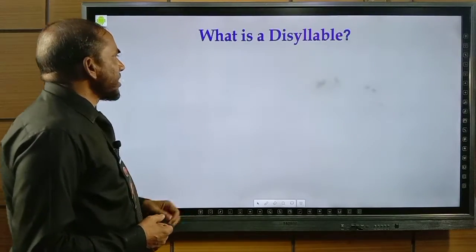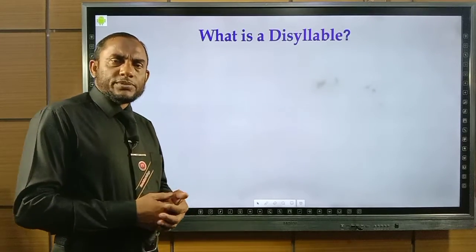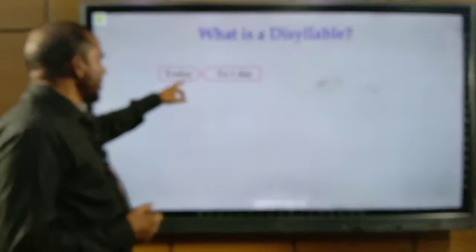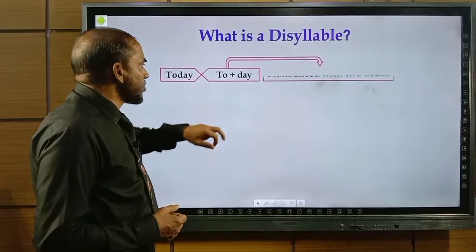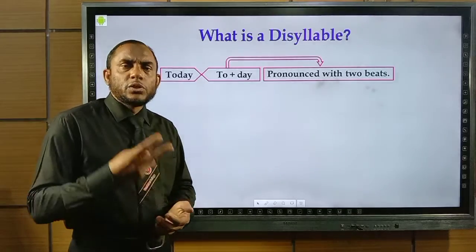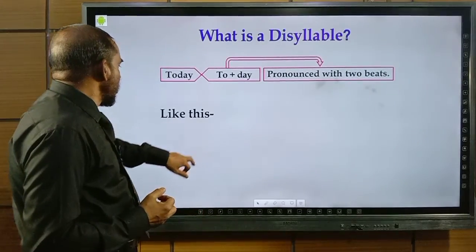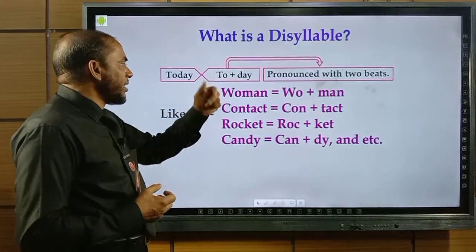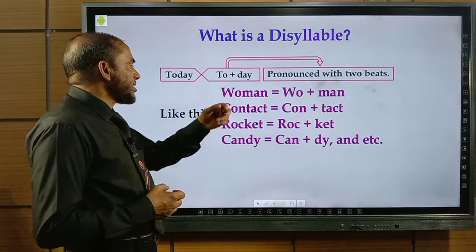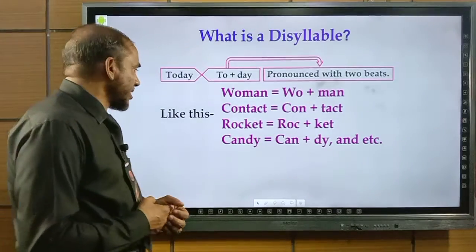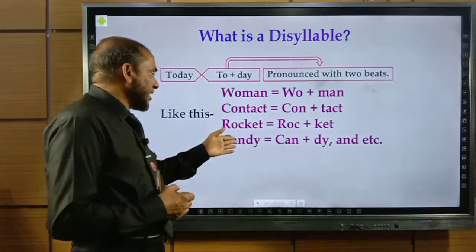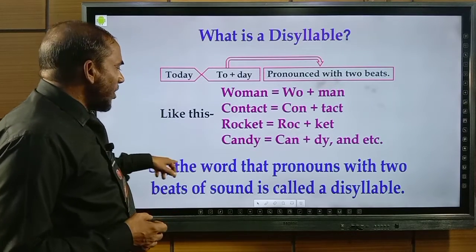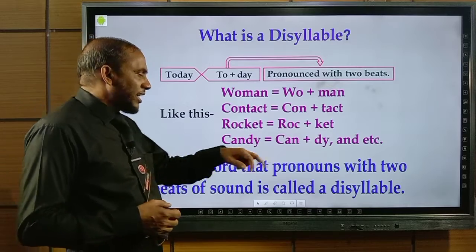Dear students, what is a disyllable? This is a question to you. What do you mean by disyllable? Just follow, dear students. Today, to analyze, to plus day. I mean, this word is pronounced with 2 beats. Like this, you can see here some words with 2 beats. Women, WO plus MAN, contact, con plus tact, then rocket, rock plus cat, candy, can plus D, etc. So the word that is pronounced with 2 bits of sound is called a disyllable.